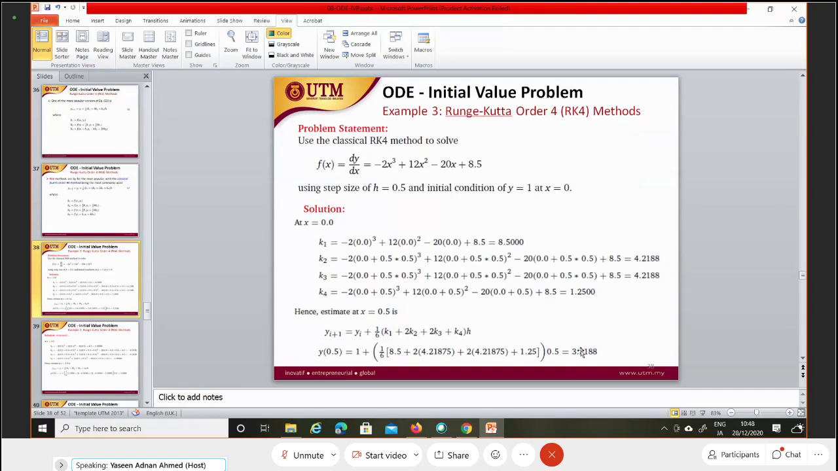So you have to repeat the process. It depends on how many steps or what the destination is. If it is considering x is equal to 4, what is the value of y?